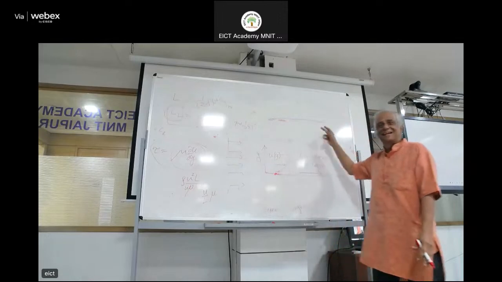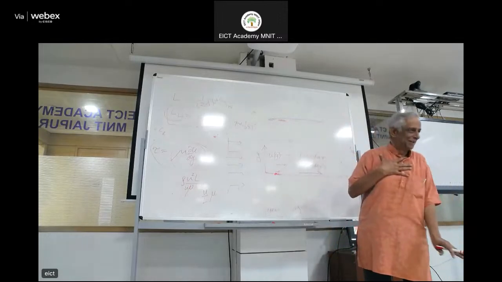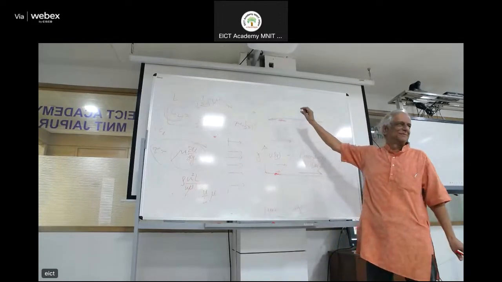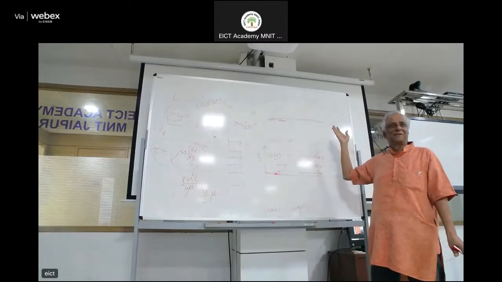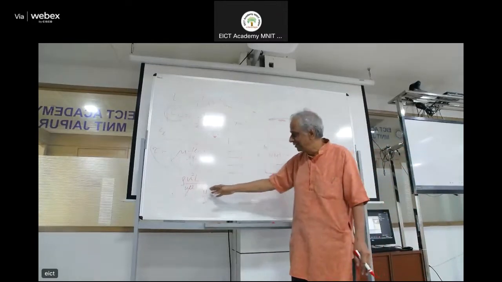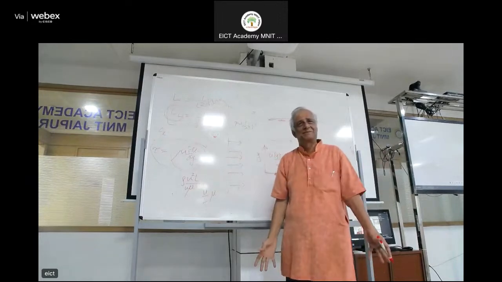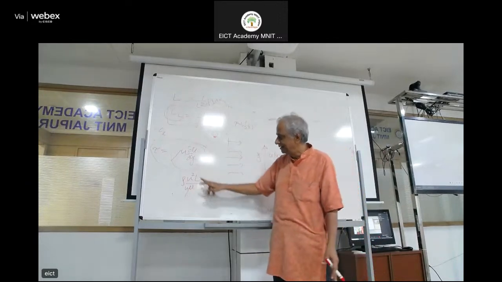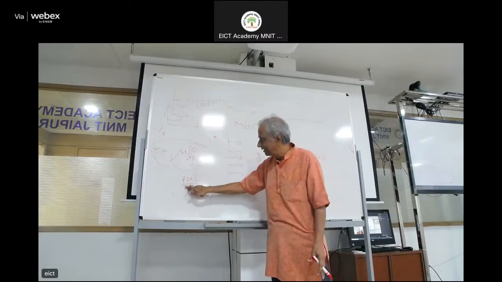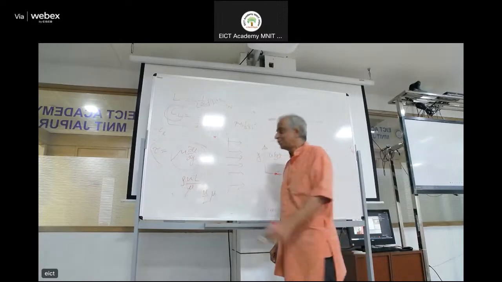L is some length. I will take the length. I should use delta, I'll be very honest. I'll use some characteristic length. Mu u by L, one u cancels, then you get rho u L by mu. This is called Reynolds number.